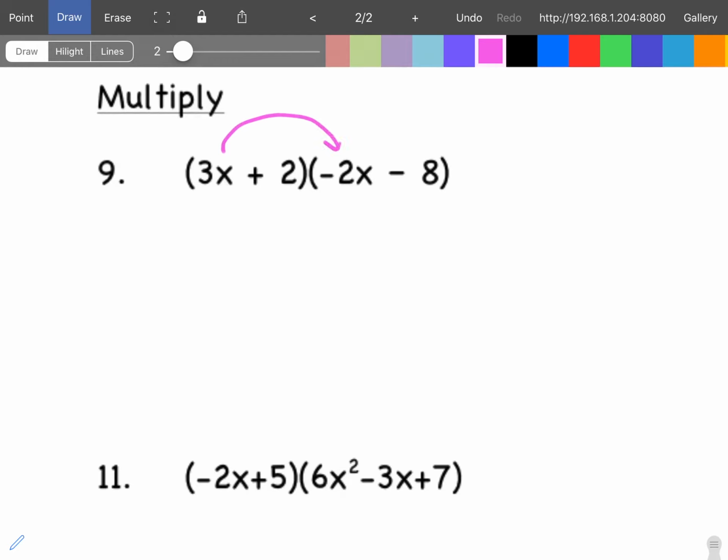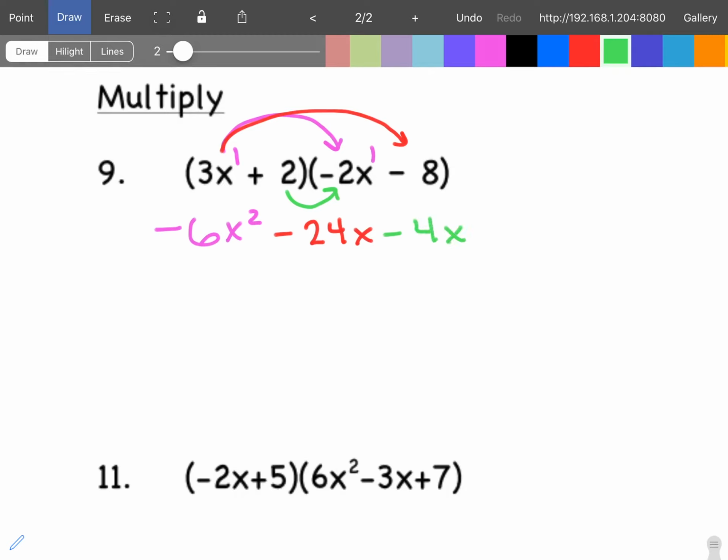So if we do 3x times negative 2x, 3 times negative 2 would be a negative 6. And then remember, when we are multiplying terms, that we add the exponents. So this would be a negative 6x squared. Then I'm going to do 3x times negative 8, which is going to be a negative 24x. Then 2 times negative 2x, which is a negative 4x. And 2 times negative 8, which is a negative 16.